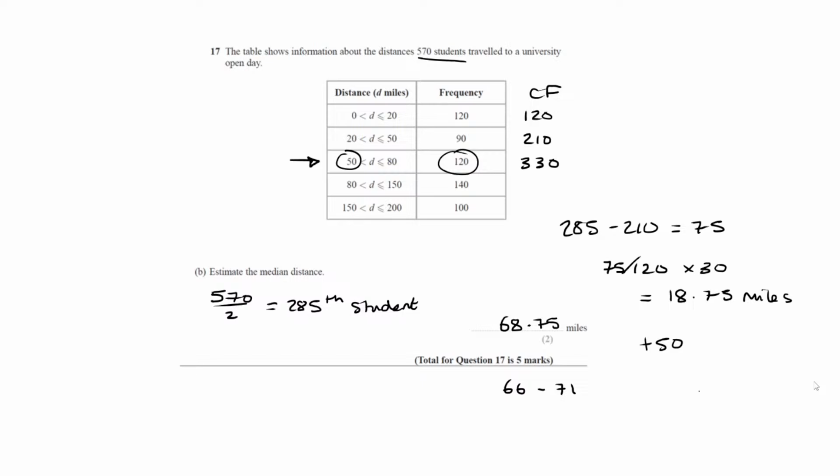This also applies for lower quartile and upper quartile. Obviously, instead of doing 50%, instead of doing half, for lower quartile, you would find 1/4 or 25%. And for the upper quartile, you'd find 3/4 or 75% to start with. But then once you've done this first bit, the rest is the same kind of method. So hopefully that answers your question on histograms.